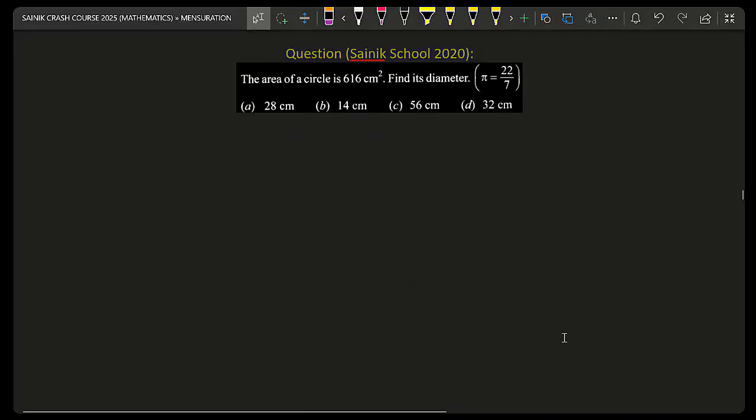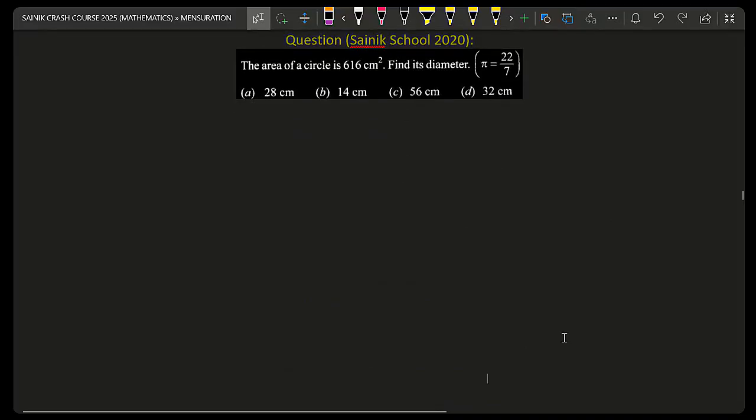Next question in the same paper, 2020 year. The area of a circle is given, and they ask you to find the diameter, and in the brackets they give use pi as 22/7. I know pi is also 3.14, but if I use 3.14 I will only get an approximate answer and will not get the required option. So whenever they mention a value in the bracket, use that value only, 22/7. So who is going to answer this?